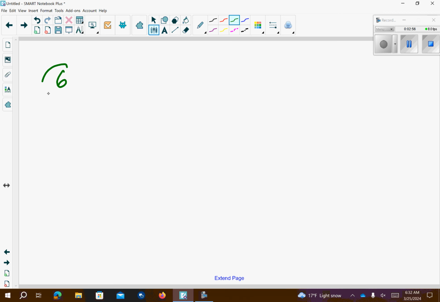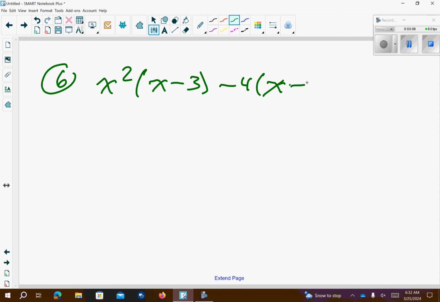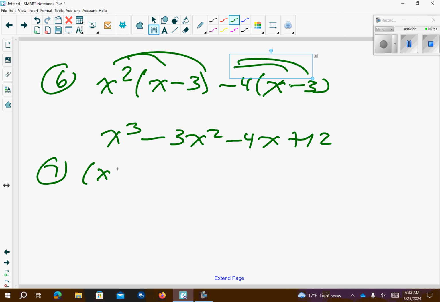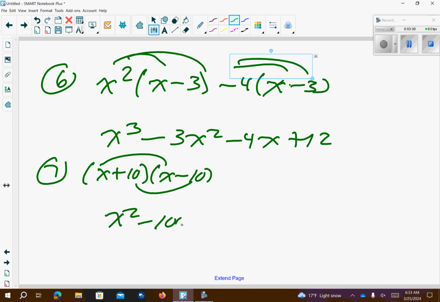Number 6, you get x squared times x minus 3, minus 4 times x minus 3. Distribute over the parentheses here, so I get x to the third minus 3x to the second. Distribute here, that negative, minus 4x plus 12, and that's all done. And then number 7, that's one of our special cases. I don't know if you remember those or not, but because I have the same thing but one sign different, just multiply the first and the last. If you multiply it all together, you'd realize the middle stuff would cancel out.